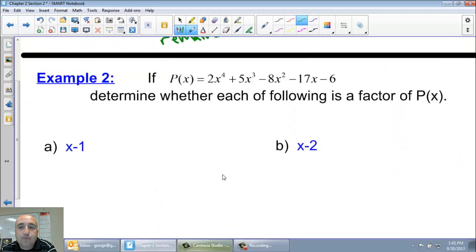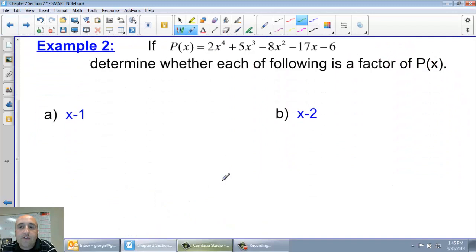Okay, so example 2 says, if p of x equals 2x to the 4th plus 5x cubed minus 8x squared minus 17x minus 6, determine whether each of the following is a factor. Okay, so the first one is x minus 1. So what goes in the box when we're doing our synthetic division? It's the opposite of negative 1, which is 1.